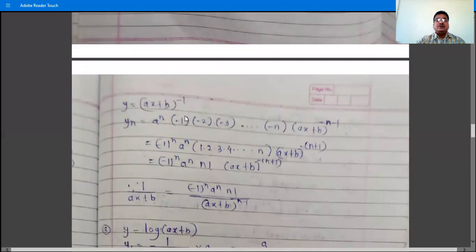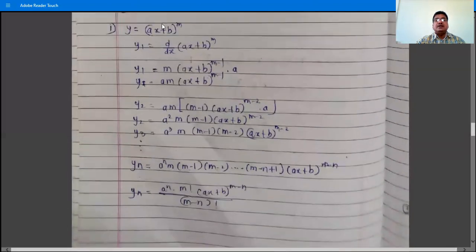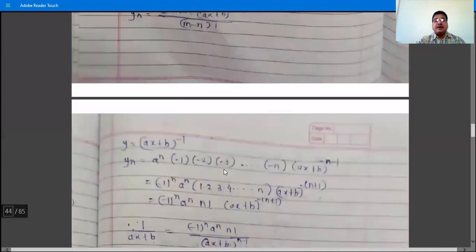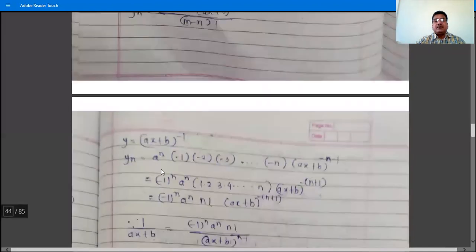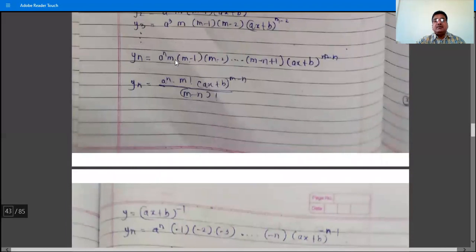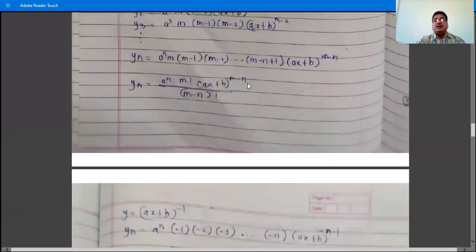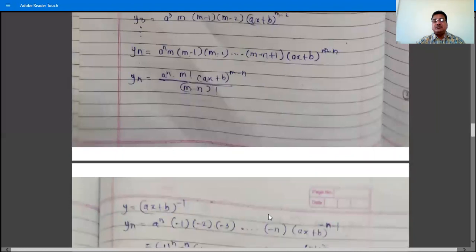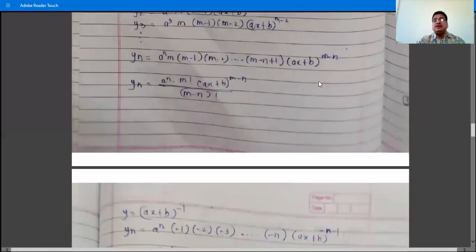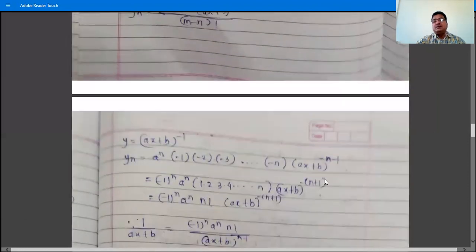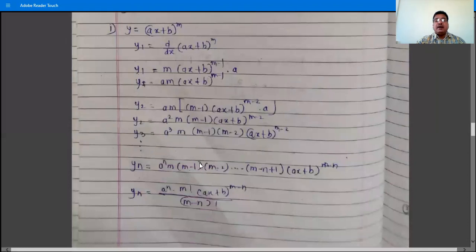Then, (ax plus b) raised to minus 1: for the nth order derivative, just substitute m as minus 1. So we have a raised to n, and here we substitute m as minus 1: minus 1 into minus 2 into minus 3 and so on, up to the last term minus n, because substituting m as minus 1, minus 1 minus n plus 1 becomes minus n. And (ax plus b) is raised to minus 1 minus n.